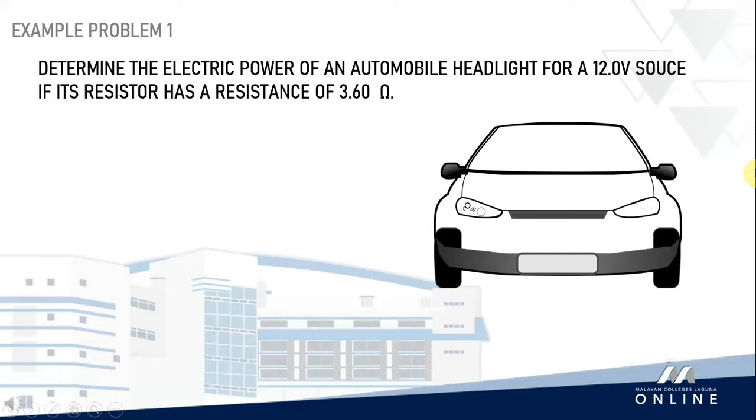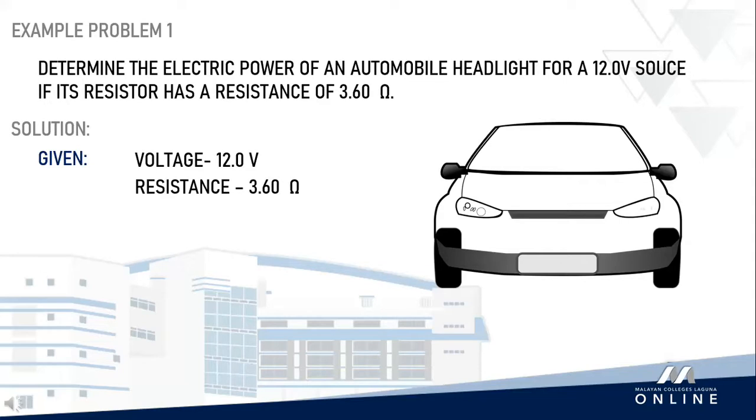Let us have some word problems concerning power in parallel and series circuits. In our first problem, it asks us to determine the electric power of an automobile headlight for a 12.0 volt source if its resistor has a resistance of 3.60 ohms. In this problem, the voltage and the resistance are both given. From our previous equations, we can choose which among the formula can be used based on what is needed in the problem and the given variables.